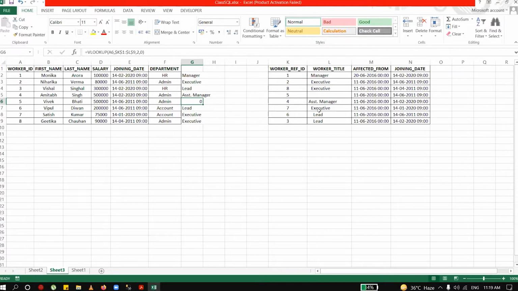Vice versa for the right side join. Suppose I now delete 2 joining dates over here and here. So what I can see now, where you see 0, that is nothing but null, an NA value.